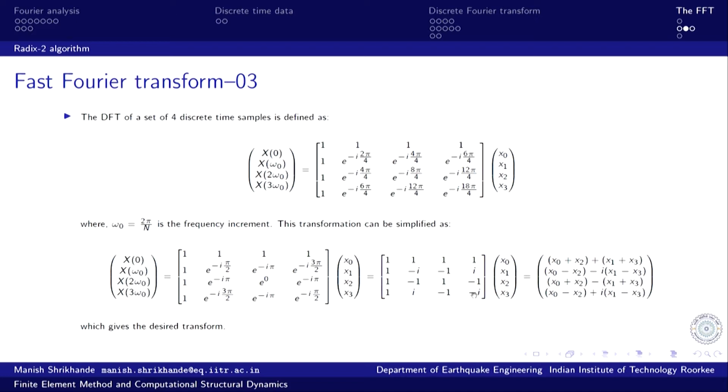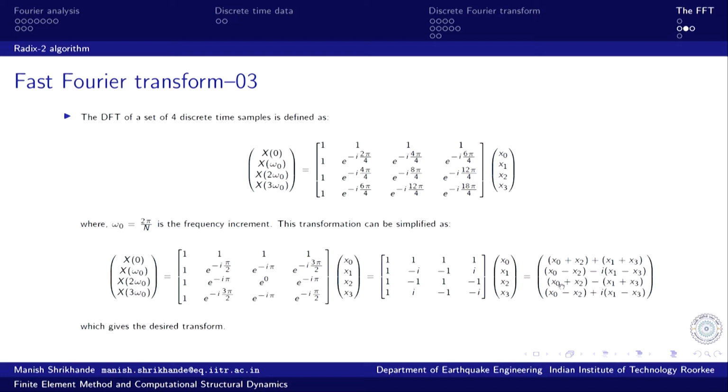So, we have this matrix that is available, and when we combine these two, we end up with a very interesting result. The first term is x 0 plus x 2 plus x 1 plus x 3. The second term here is x 0 minus x 2 minus i times x 1 minus x 3.